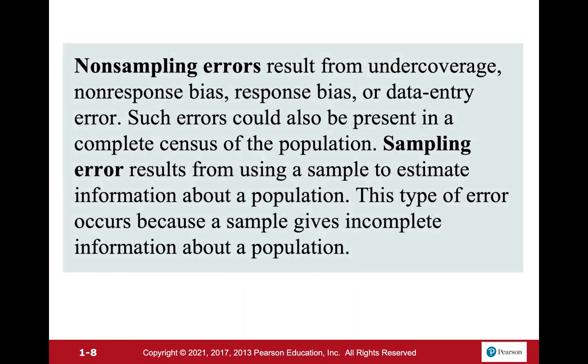Non-sampling errors result from undercoverage, non-response bias, response bias, data entry errors. Such errors could also be present in a complete census of the population. So sampling errors result from using a sample to estimate information about the population. This type of error occurs because a sample gives incomplete information about the population.